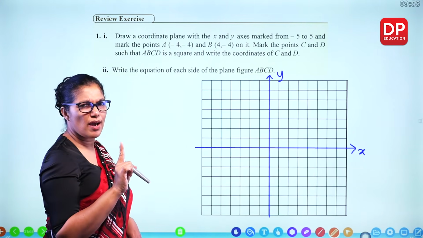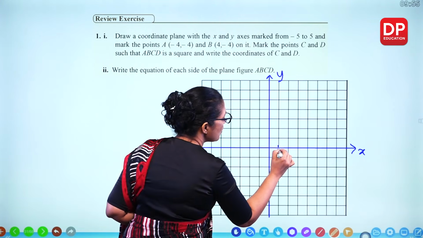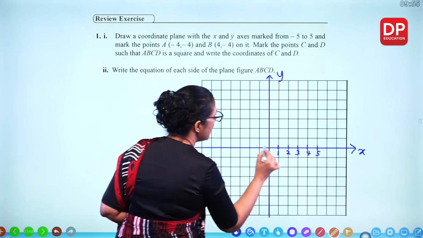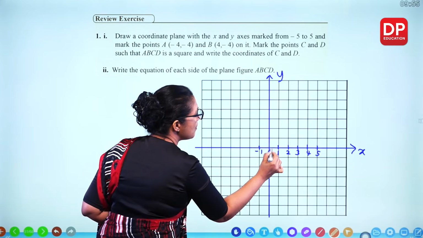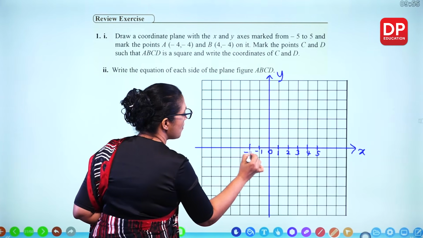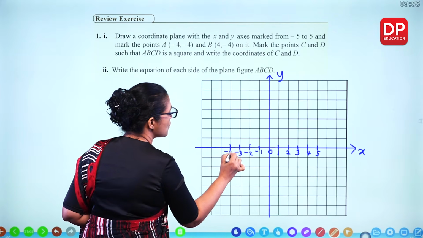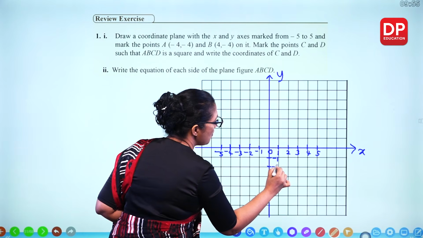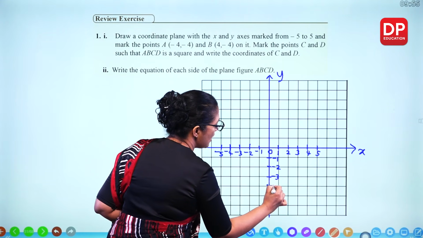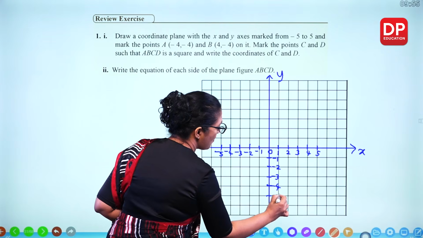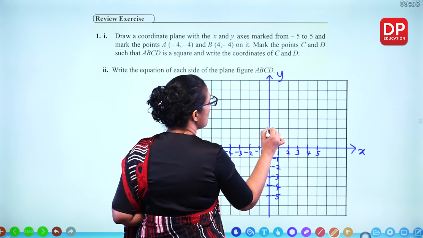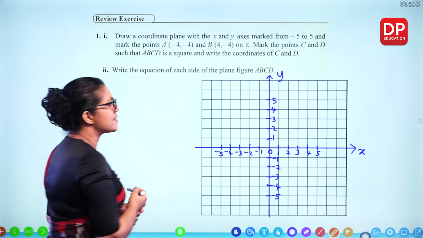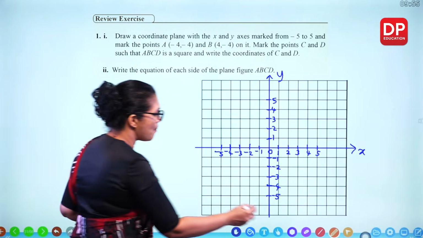Now we need to mark the points. We'll take 1 square, 1 unit. So here 1, 2, 3, 4, 5. Here -1. And this in the middle, that's 0, origin. -2, -3, -4, -5. Here minus values, -1, -2, -3, -4, -5. And here +1, 2, 3, 4, 5. That's the first step.